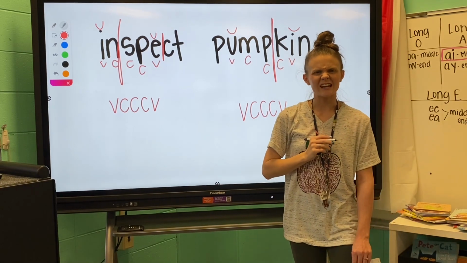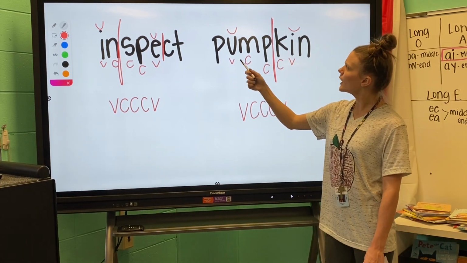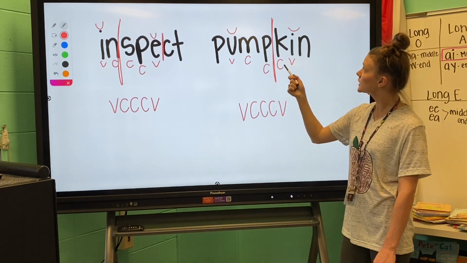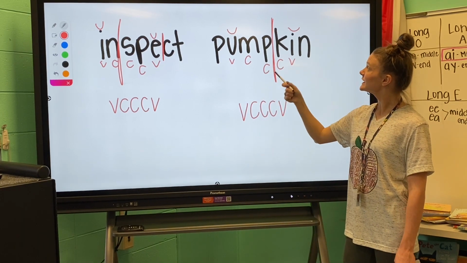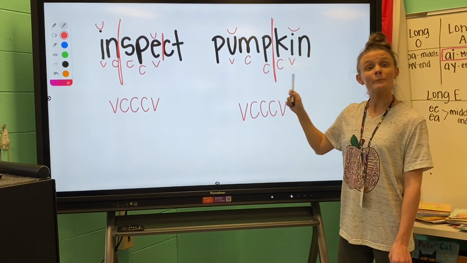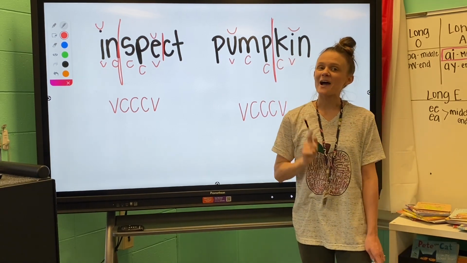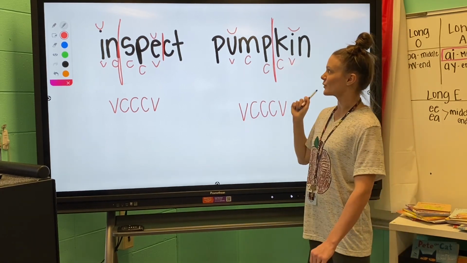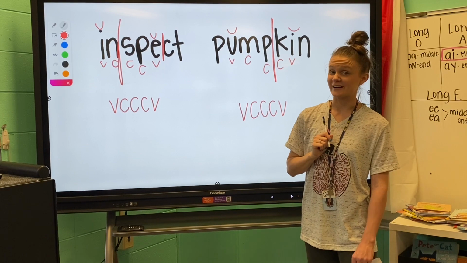Let's try reading it now. Pump, kin, pumpkin. Pumpkin. So that must be where our line goes. It's much easier for us to read this word when our division line is in the correct place.